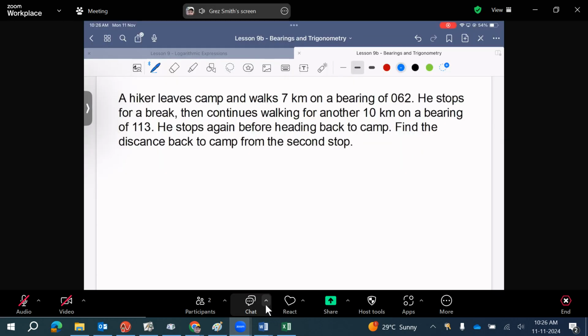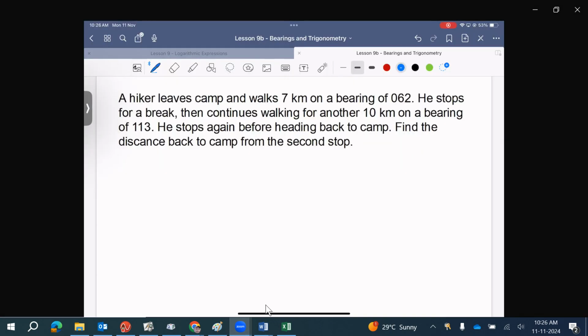Okay, let's have a look at how we solve this problem. So we need to start off by making our diagram. So the hiker leaves the camp. Our first line is going to be going up here like this at this kind of an angle because we're leaving at a bearing of 062. So this angle here, 62. Then at this point, we are going to be leaving here at 113. So we're going somewhere over here, it's like this.